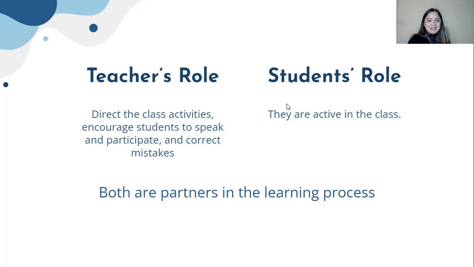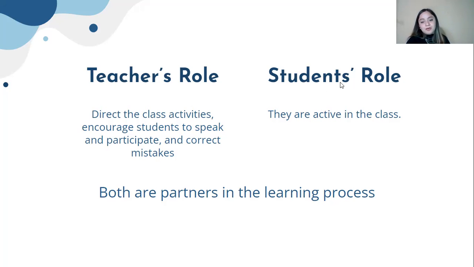Let's read what it says here. The teacher's role is to direct the class activities, also to encourage students to speak, participate, and correct mistakes. So teachers should encourage students to participate and to speak in the classes. And also teachers should correct students' mistakes because this is very important.